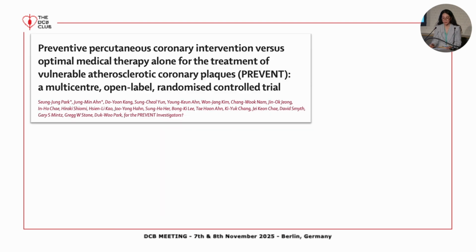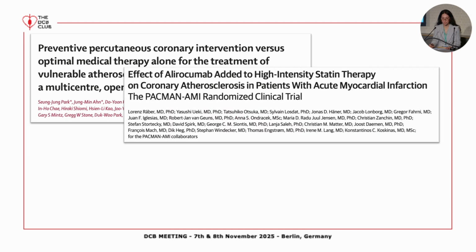The next step is, when we detect it, we can treat it, but better than detect is to prevent it. And therefore, the PREVENT study is a good example. Vulnerable non-flow limiting lesions were detected with imaging and then treated preemptively. At the same time, other studies like PACMAN-AMI showed us that we can also change vulnerability biologically with high-dose statins or PCSK9 inhibitors. We can thicken the fibrous cap, shrink the plaque, and reduce lipid content.